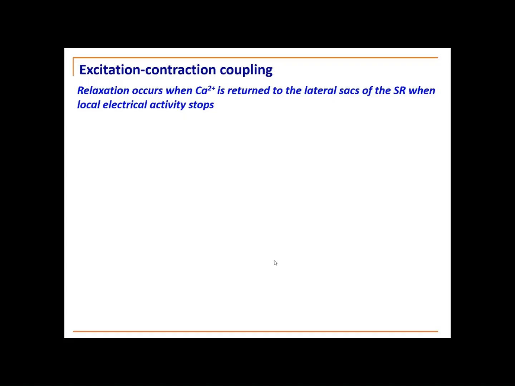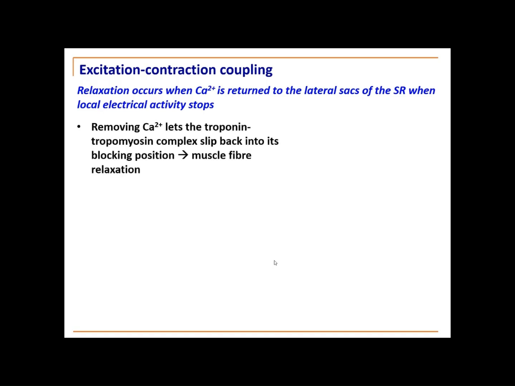So what about relaxation of the muscle itself? We've gone through this cycle, talking about how it contracts and contracts through that contraction process and binding of calcium and ATP. But when does relaxation occur? Well, it finally occurs when calcium is returned to the sacs of the sarcoplasmic reticulum when the local activity has stopped. Because removing calcium from the cytoplasm lets the troponin-tropomyosin complex slip back into its blocking position, and therefore this leads to muscle fiber relaxation.